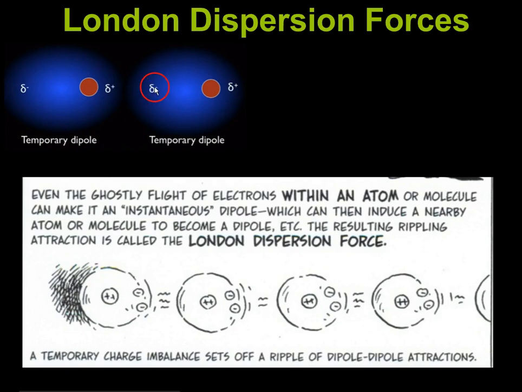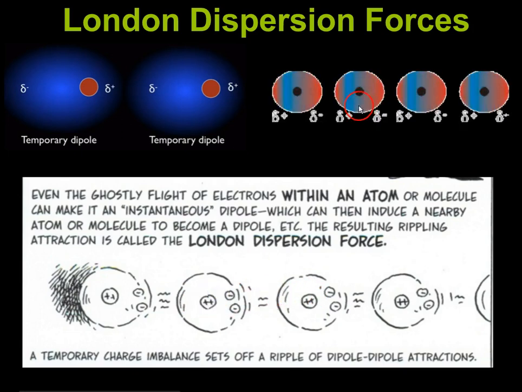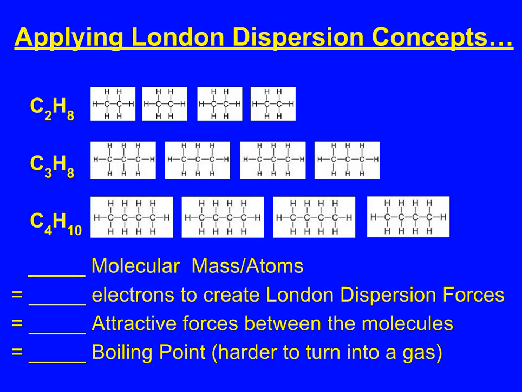It's a temporary dipole, and you can see up here, you get this little negative on this side and a little positive here, and what that does is that temporary charge imbalance sets off a ripple of dipole-dipole attractions. So just for a tiny second, you can see what happens here is it's positive, and then as those electrons are zipping around, it creates this little attraction. Now it's really weak, but it's there, and it's enough to get the molecules to stick together and get attracted to one another.